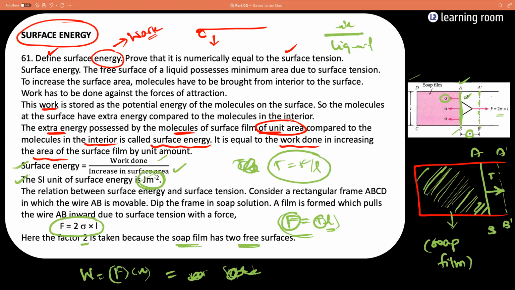Now, what is the increase in the area that has taken place? The increase in the area is L into X. So F is 2T into L divided by the increase in area. Actually, the increase in area is 2 times L into X because of the 2 free surfaces again. So it will be 2 into L into X. So 2 and 2 will get cancelled.